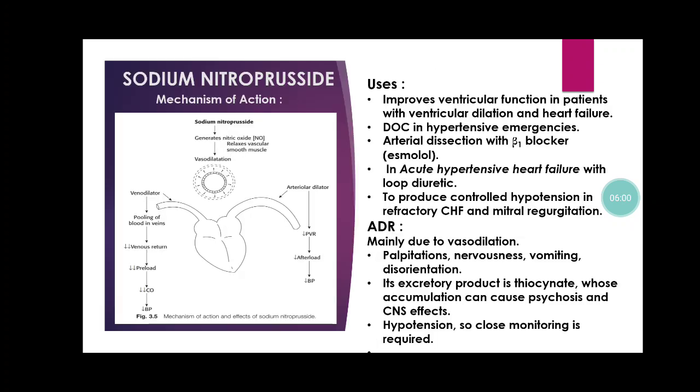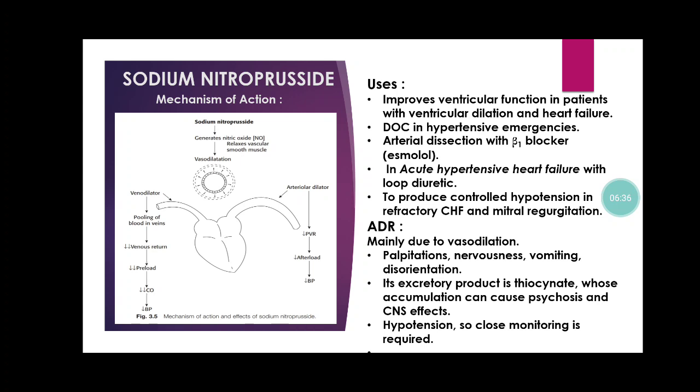The next drug is sodium nitroprusside. Sodium nitroprusside generates nitric oxide, which relaxes the vascular smooth muscle, causing vasodilation. It affects both veins as well as the arteries. In the veins, the venodilators cause pooling of blood in the veins, causing a decrease in the venous return, leading to a decrease in preload and cardiac output and a subsequent decrease in the BP. The arteriolar dilators cause a decrease in the PVR and afterload and a consequent decrease in the BP.